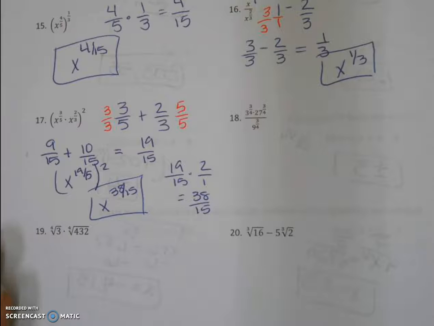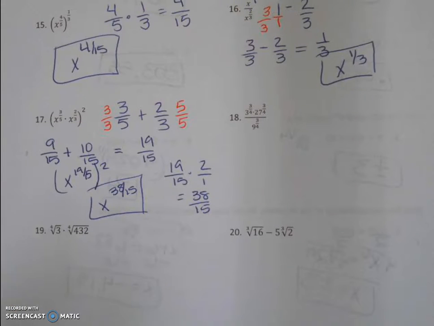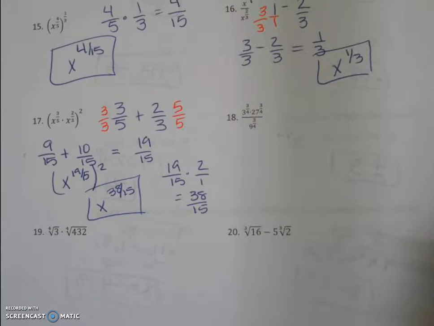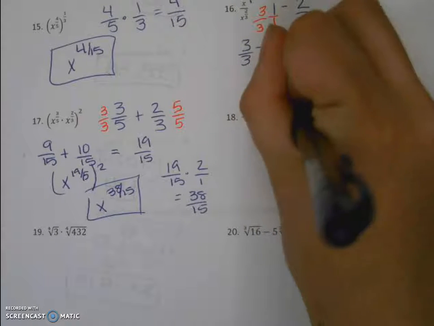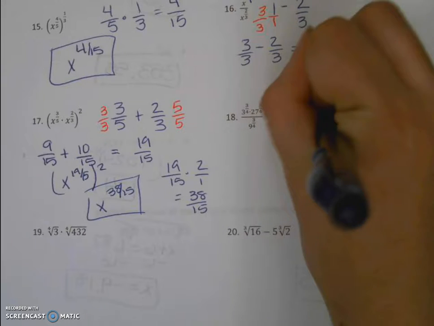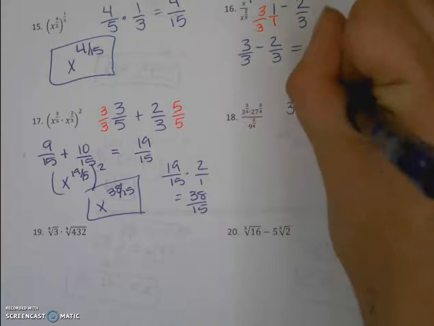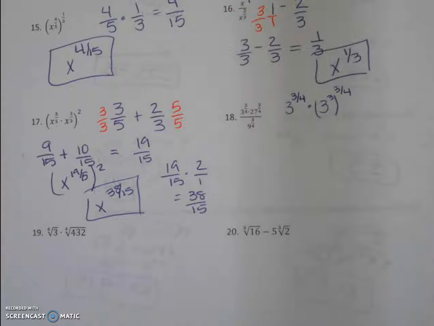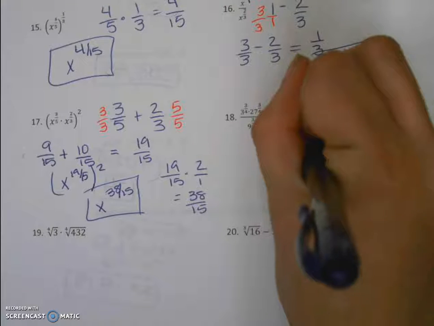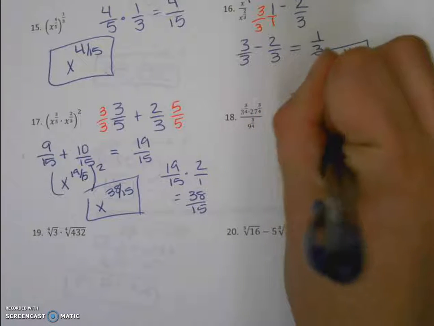Number 18, I want to make sure all of my numbers have the same base. So if I look, I have 3, 27, and 9. Those are not the same base. So first step is to rewrite that. The 3 stays the same. I don't need to change that. 27 can be rewritten as 3 cubed. And then I still have it to the 3/4 power. And the 9 on the bottom can be rewritten as 3 squared to the 3/4.